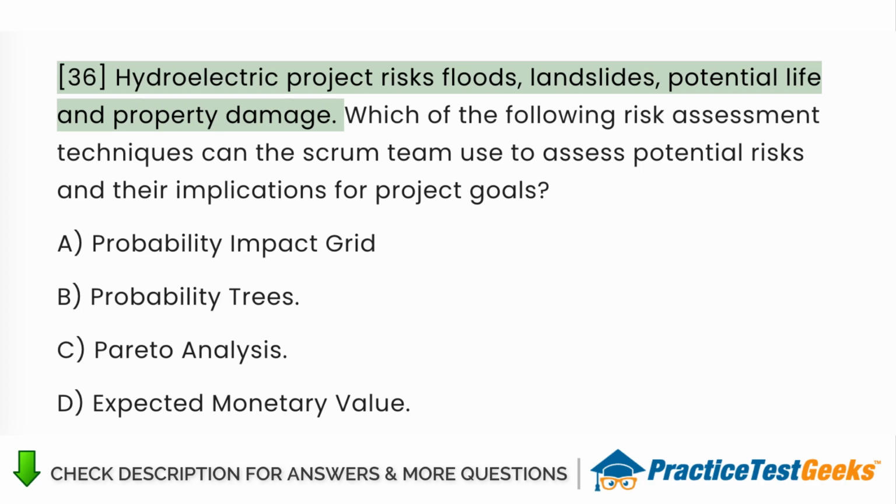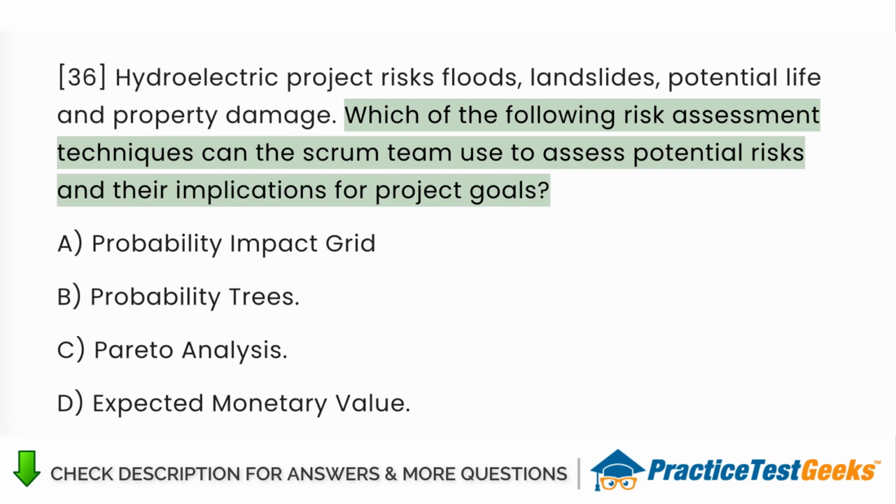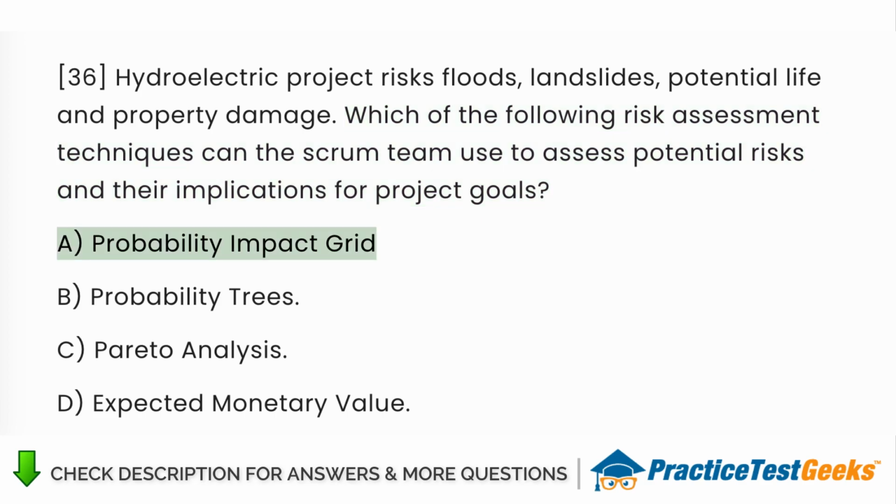Hydroelectric project risks floods, landslides, potential life and property damage. Which of the following risk assessment techniques can the Scrum team use to assess potential risks and their implications for project goals? A. Probability impact grid. B. Probability trees. C. Pareto analysis. D. Expected monetary value.